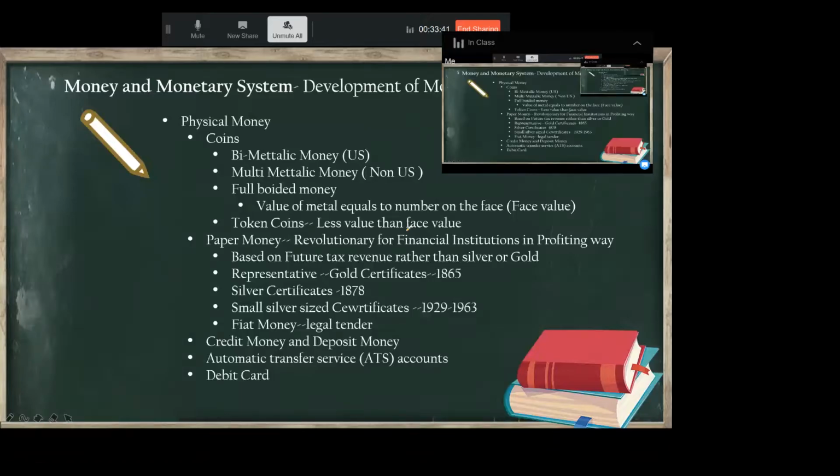We also talked about money, what different kinds of money there are, and the development stages of coin money and paper money, how they developed over time in the US, leading to credit money, ATMs and debit cards. So now there is a new concept of bitcoins as well, which we may cover later on if we have time.